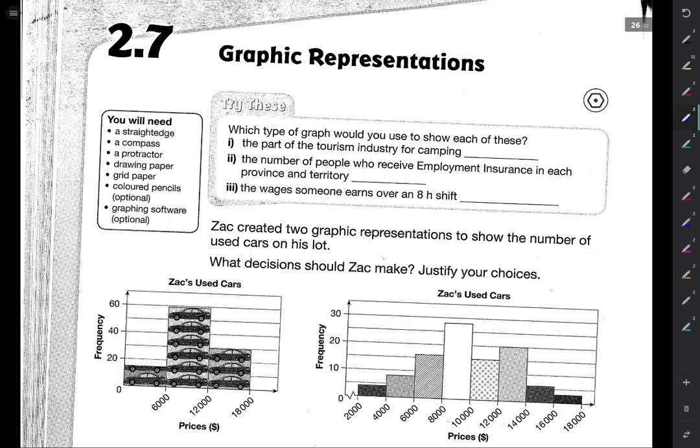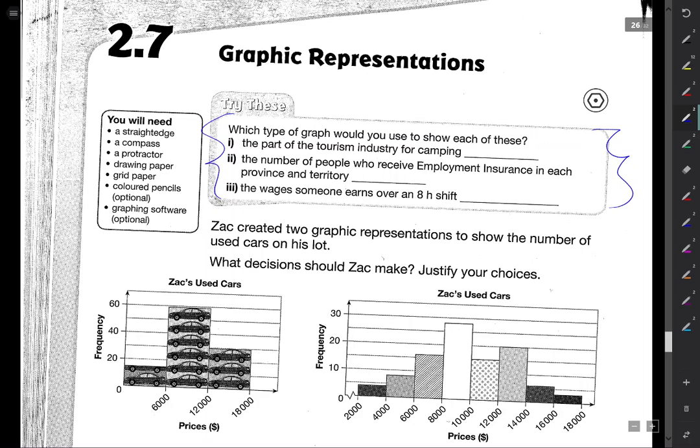The final topic we're going to be covering in this unit is graphic representations. So this topic, we're just going to be looking at different ways to interpret graphs and talk about them. So to start off at the top here, let's just try these right here. Which type of graph would you use to show each of these?